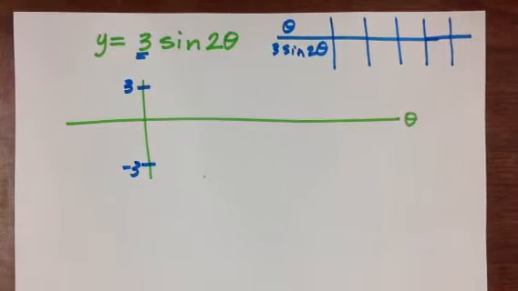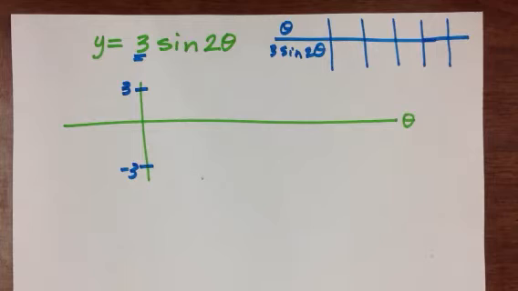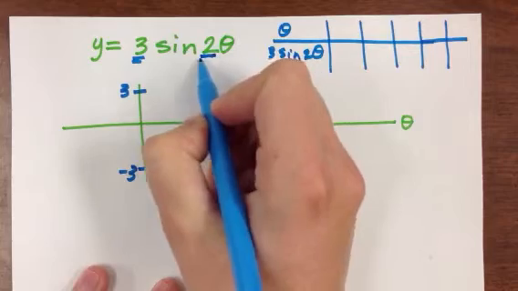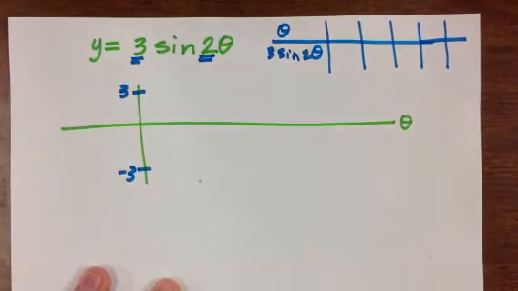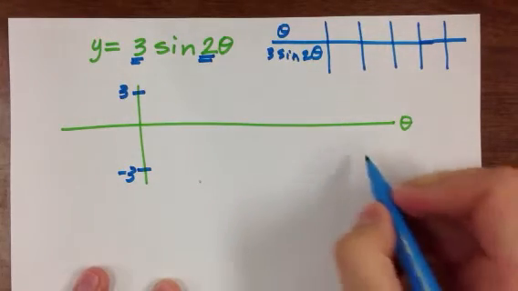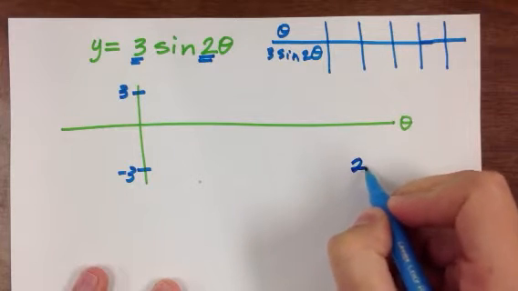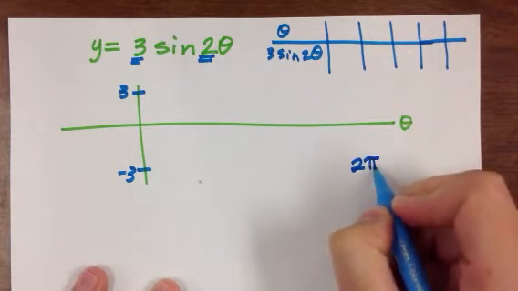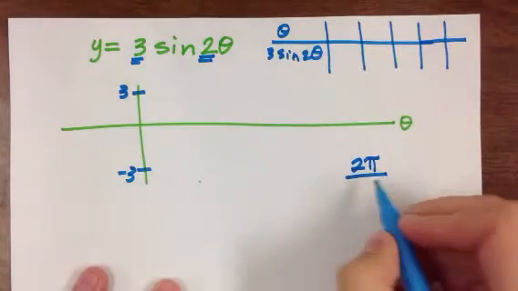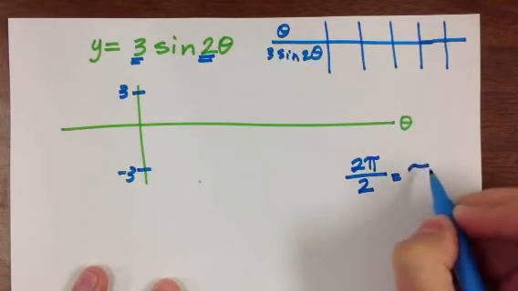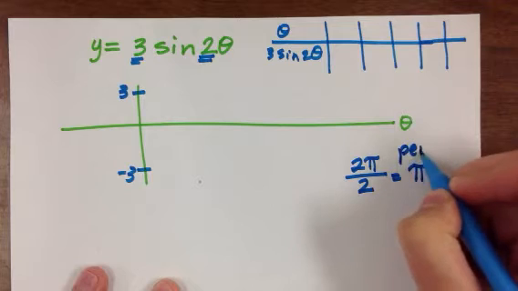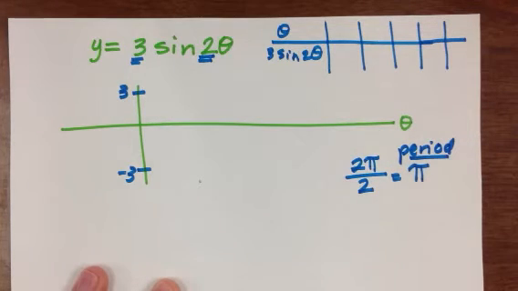The second thing I want to figure out is the period, the length the graph takes to repeat itself. So remember, this involves this number right here in front of the theta. To find the period, in radians, we would take 2 pi divided by that term, 2. So here my period would just be pi. So the graph would repeat itself at pi, which is 180 degrees.